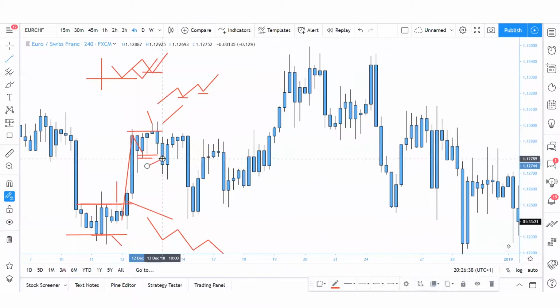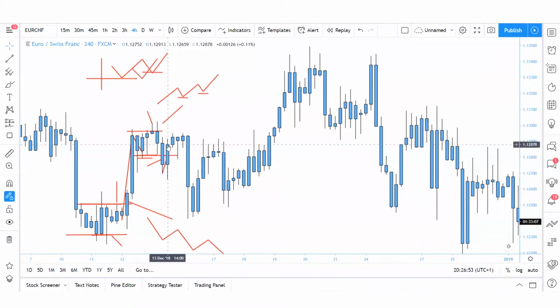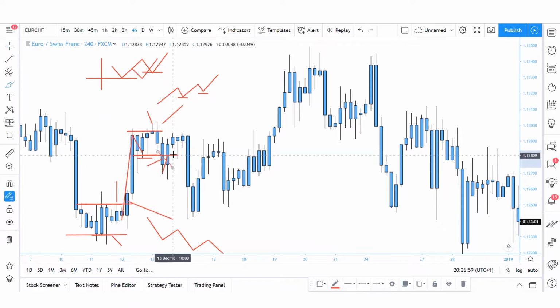After this has closed and broken below this level, waiting for what? A retest. Very good. Did we get a retest? Yes, we did. Price came back to the original levels from the second candle, this one here. Very good. So price right now, this is indecision. So price is still doing what? Price is still ranging. Very good.